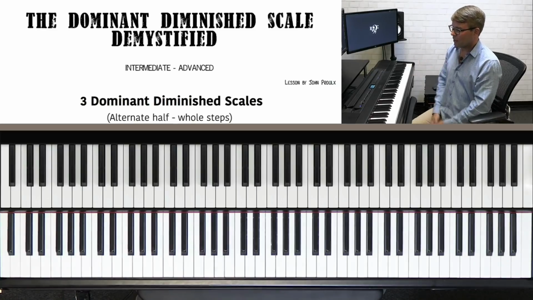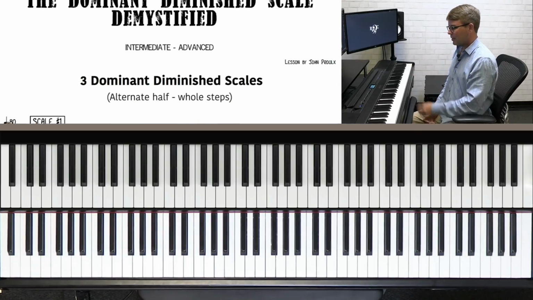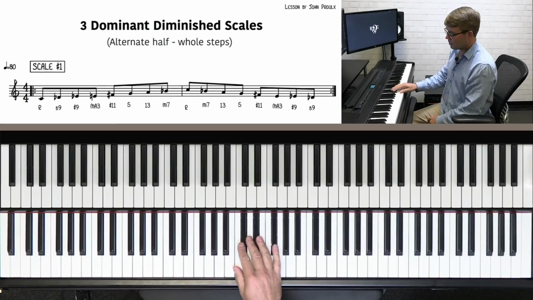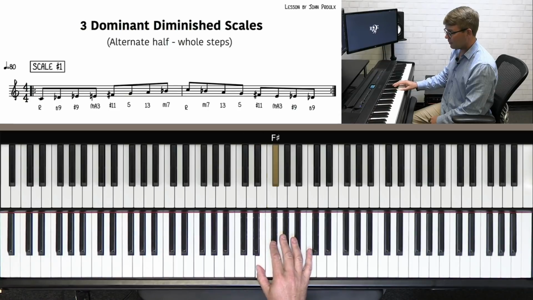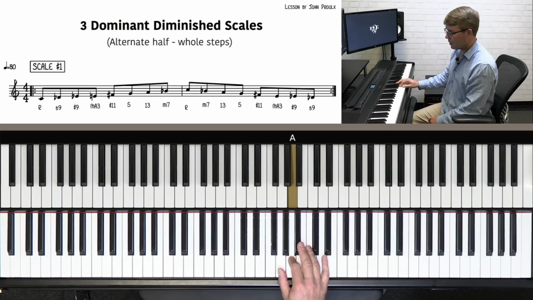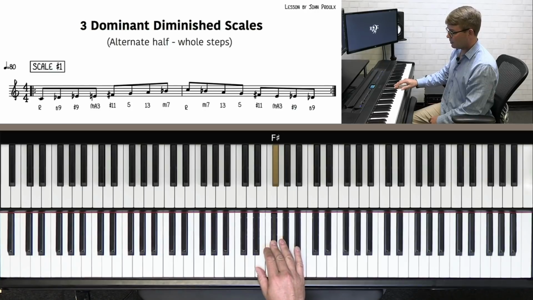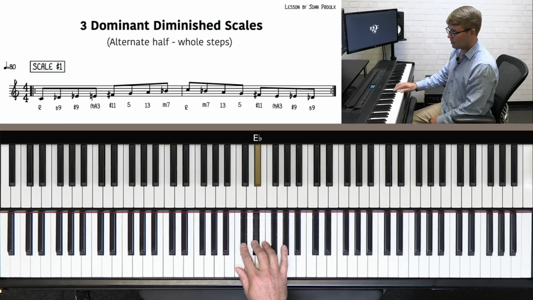So we're going to start talking about the first scale, and this one starts on C, and we're going to alternate half steps and whole steps. So we're starting on C, then we go up a half step, D flat, E flat, E natural, F sharp, G, A, B flat, C. Again, then we go back down, we have the root, minor 7, 13, 5, sharp 11, 3, sharp 9, flat 9, root.